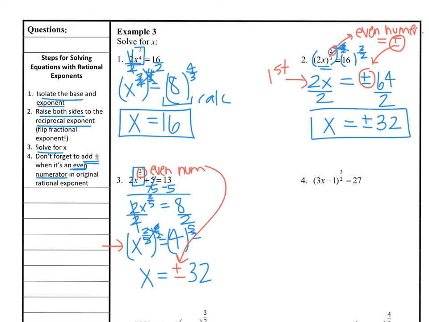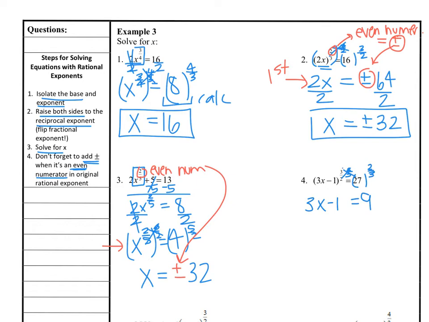All right, so example number 4 here, we have 3x minus 1 is the entire base because the whole thing is being raised to the 3/2. So I'm going to raise both sides to the 2/3 power, and I'm going to do it over here too. So 2/3, cancel, cancel. And we're left with 3x minus 1 equals 27 to the 2/3 power. Plug it in your calculator, gives you a 9.